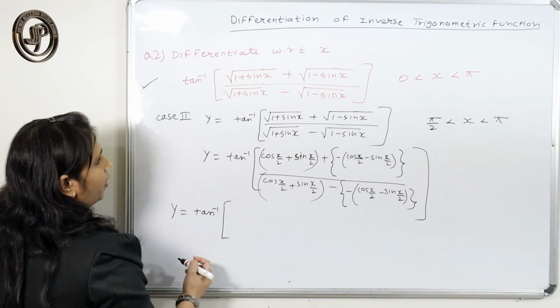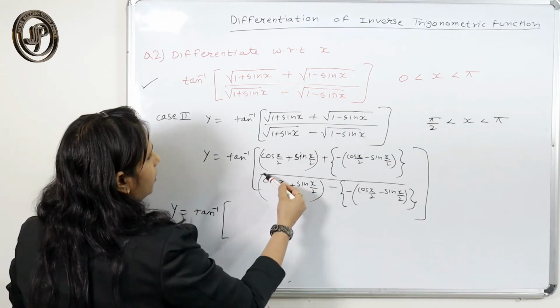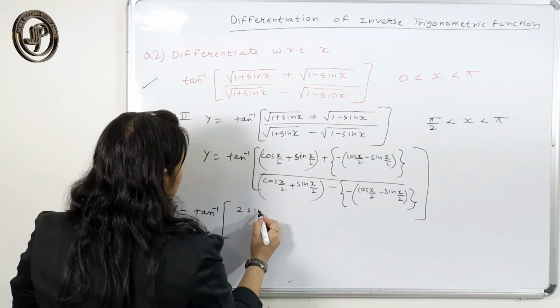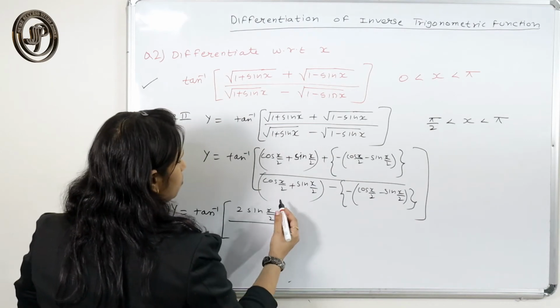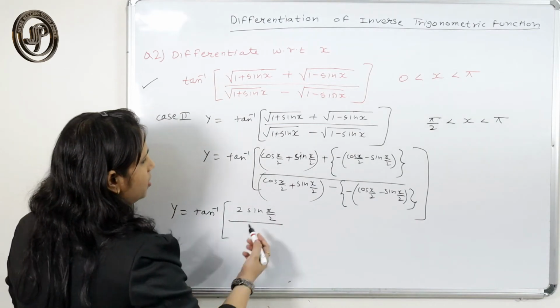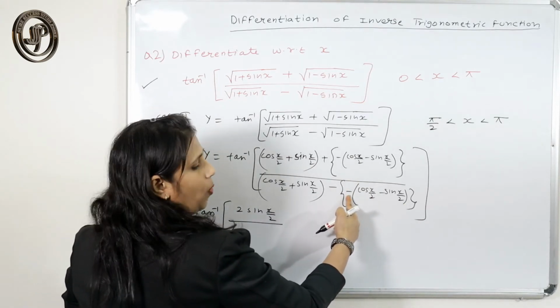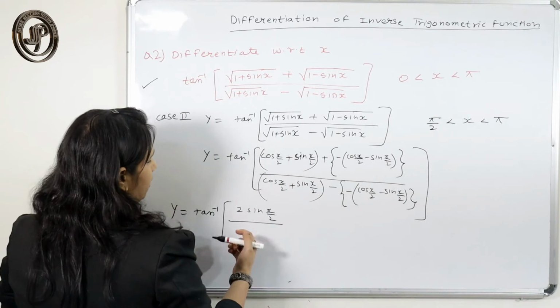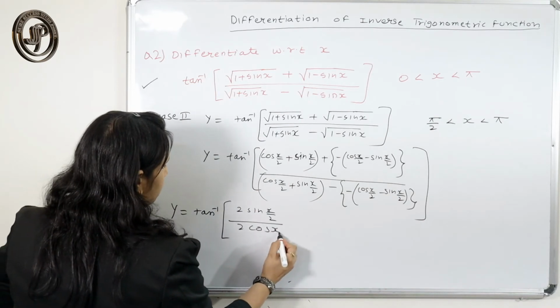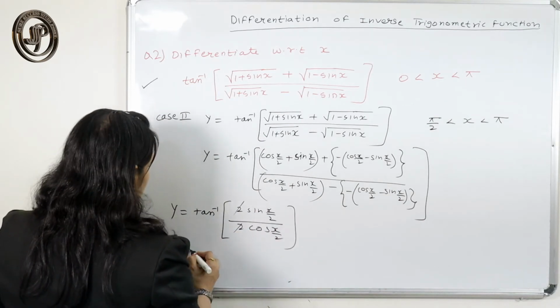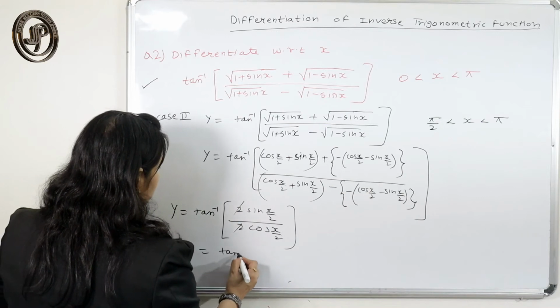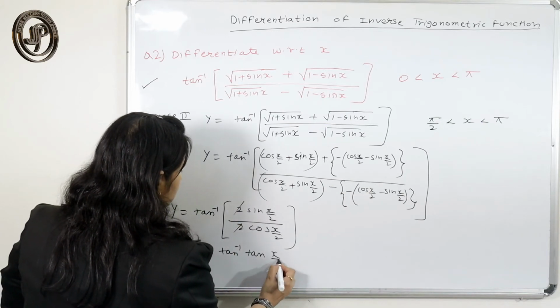When you simplify this, then what will happen? I think cos will cancel out. Here comes 2 sin x by 2. Here if you simplify this, sin will cancel out, because negative becomes positive, so we get 2 cos x by 2. Here comes tan inverse tan x by 2.